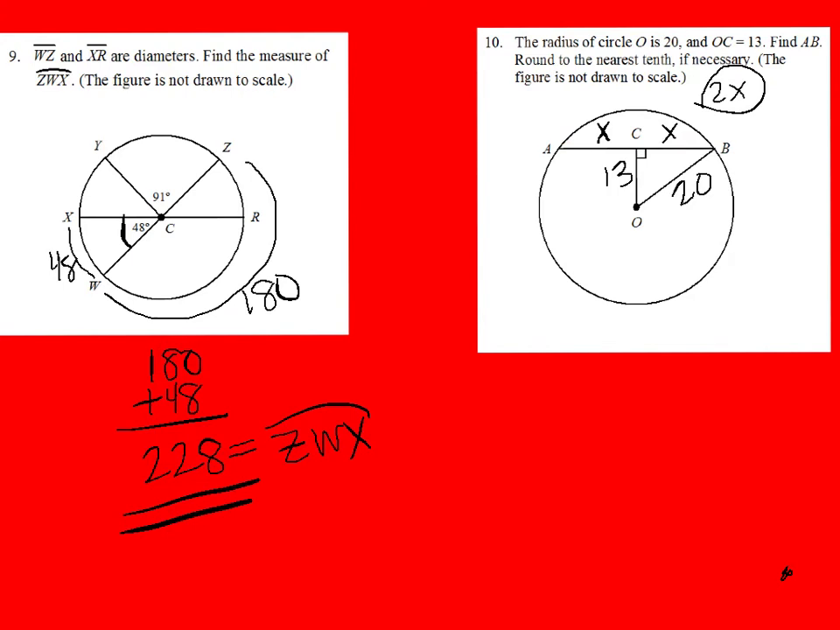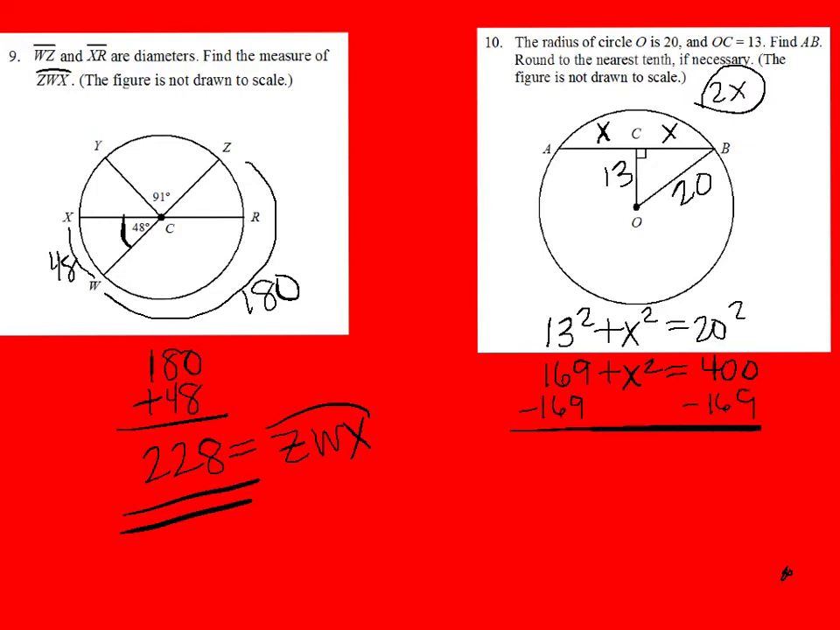All right, so using the Pythagorean theorem, we get 13 squared plus x squared is equal to 20 squared. 13 squared is 169 plus x squared is equal to 20 squared, which is 400. When I subtract 169 on each side, then x squared is equal to, let's see, 231. And then I'm going to square root each side.